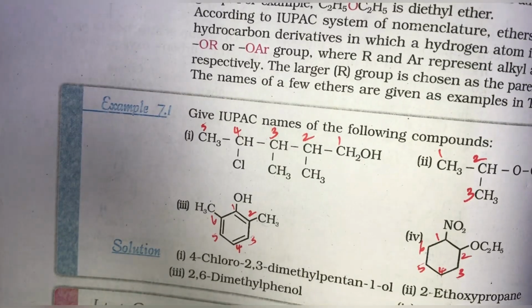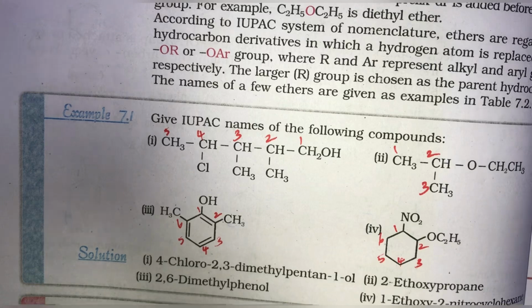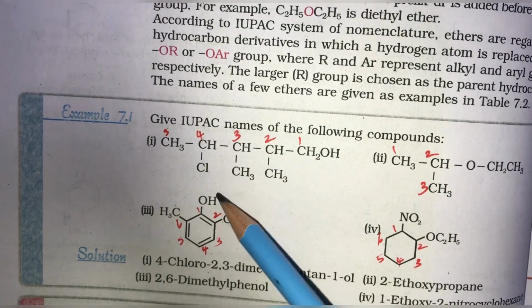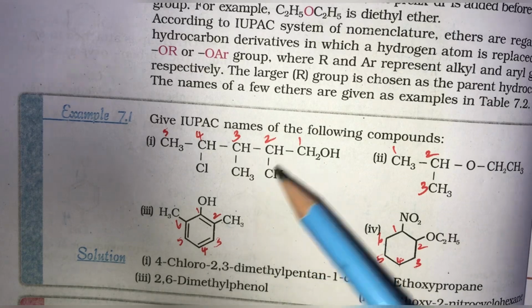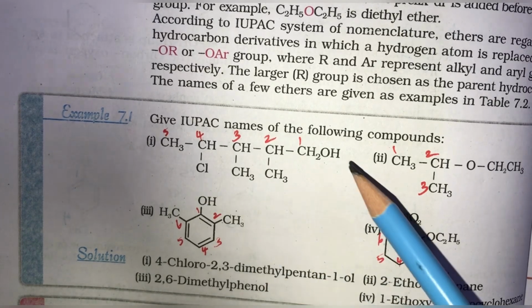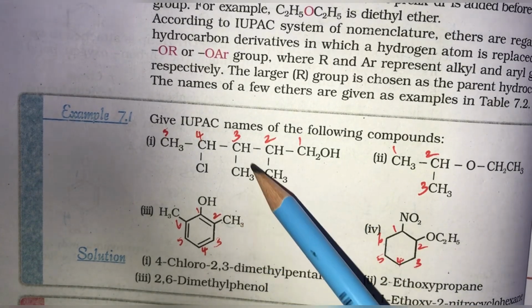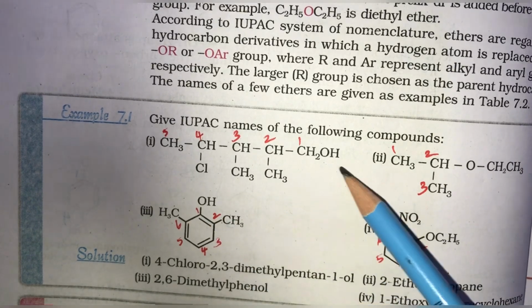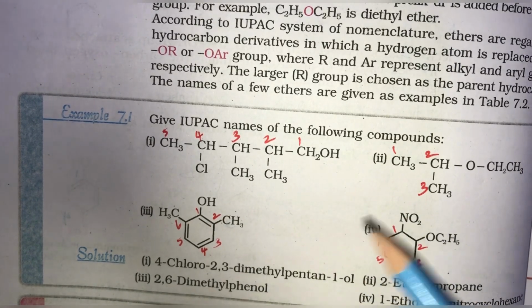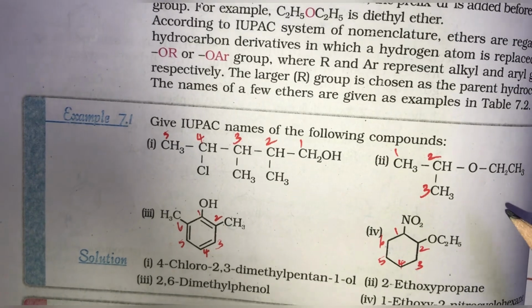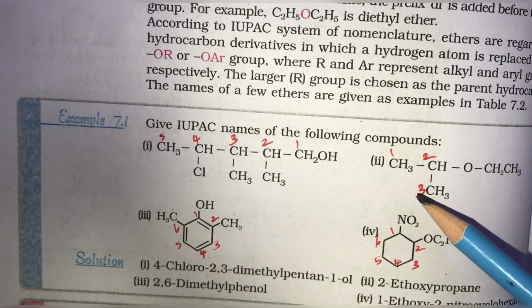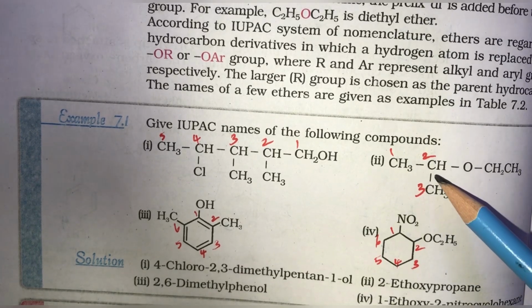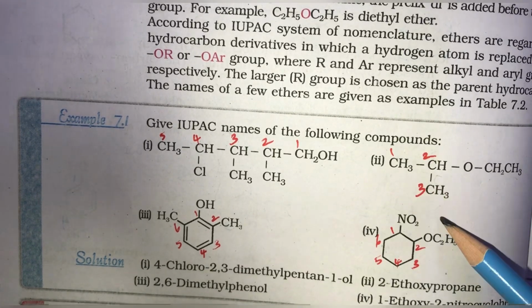Name the following compounds. How to name the following compounds? So here the name given is 4-chloro and 2,3-dimethyl. 5 carbon atoms are present. Alcohol is present. So 4-chloro-2,3-dimethylpentanol, 5 carbons, so pentanol or pentan-1-ol. And the next one here is ethoxypropane. So in ethoxypropane, 1, 2, 3 carbon atoms make propane. The ethoxy group is present at the second place, so ethoxypropane.